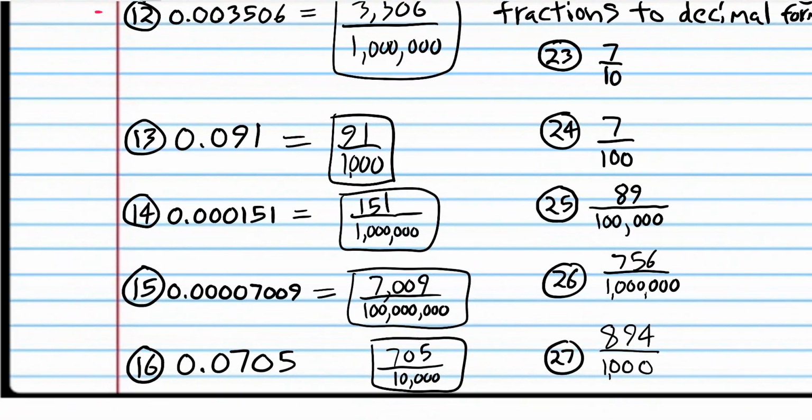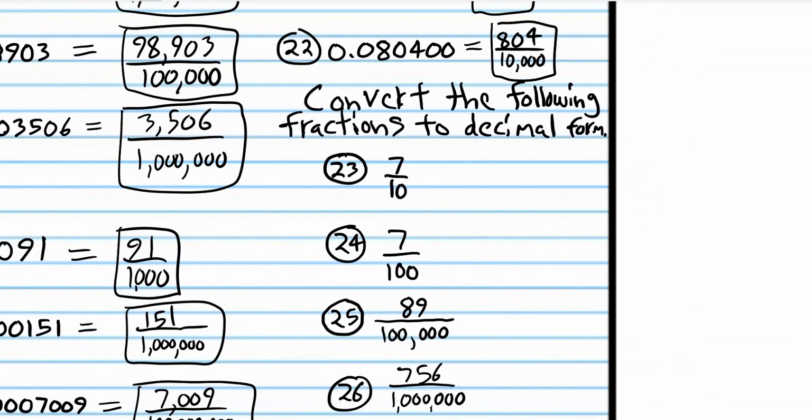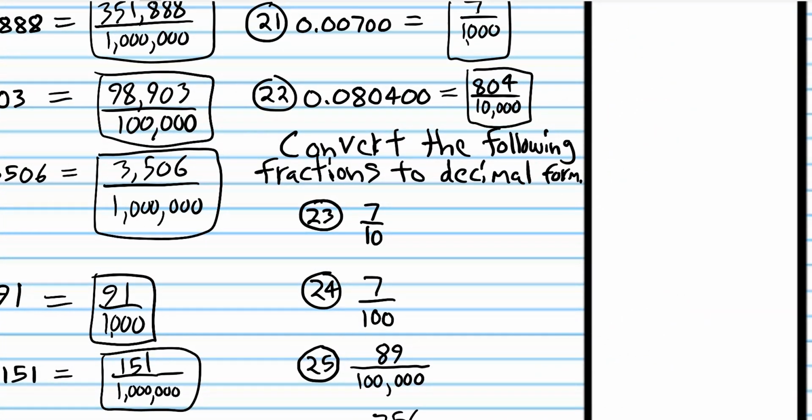All right, so 23. Now we're going to be going the opposite direction. We're going to convert fractions to decimals. In all the previous problems, we converted decimals to fractions, but we have to go the other way too. So this is 7/10. Because we have 10 in the denominator, this is going to be really easy to convert to a decimal. We just write the 7 in the 10ths place, and we're done.